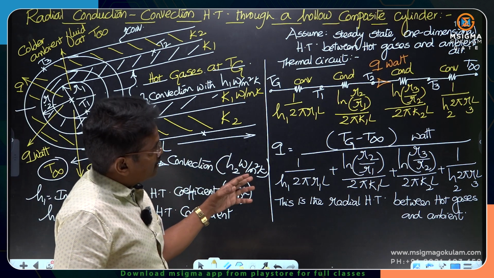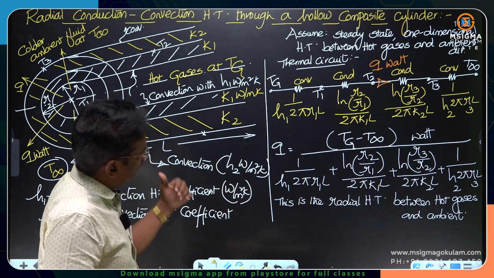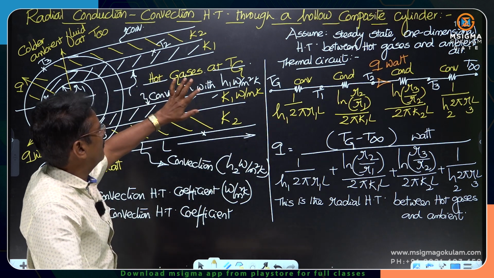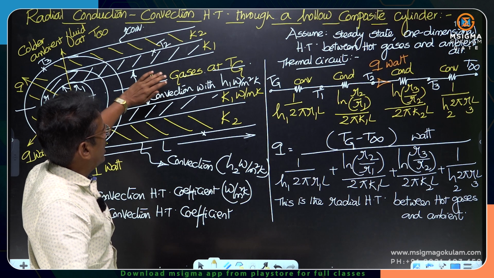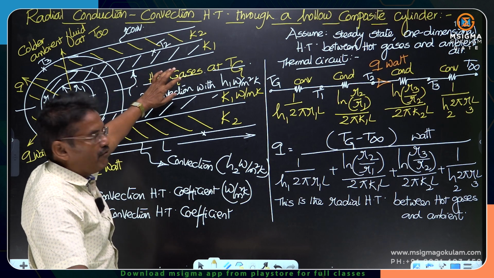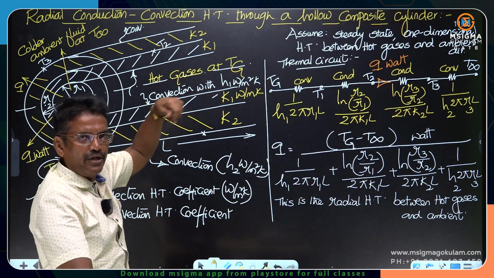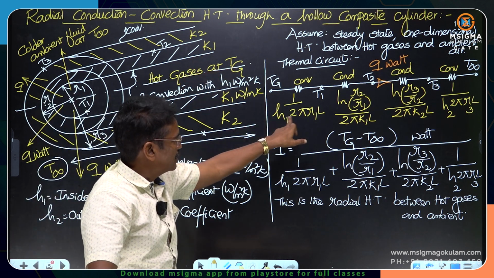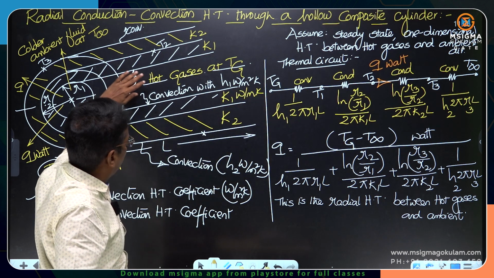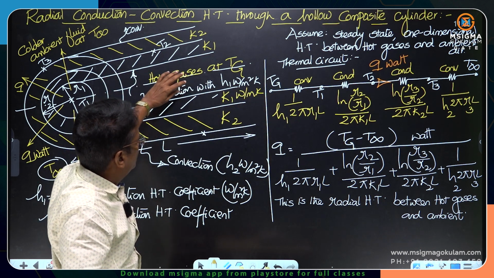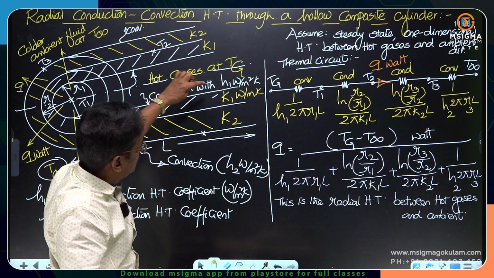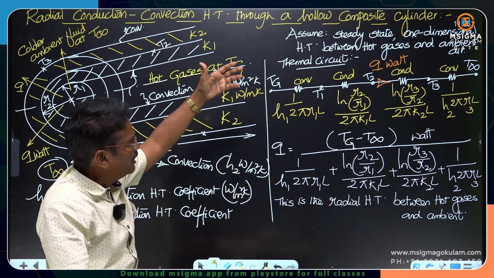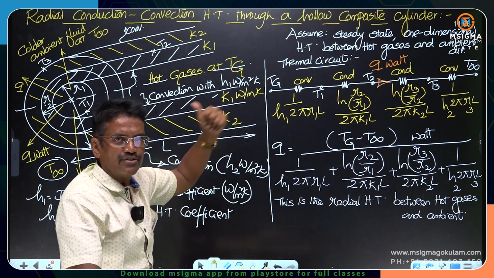Which resistance will be more and which will be lesser depends upon the h value. Supposing, just as an example, instead of gases there is hot water. What are the h values associated with water? They will definitely be much more than with the gases. So when h is more, this resistance will be lesser. Suppose very hot water is flowing inside, the h values associated with the flowing water will be much more, then this resistance will obviously be lesser.